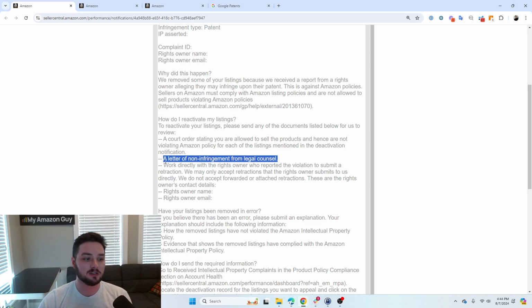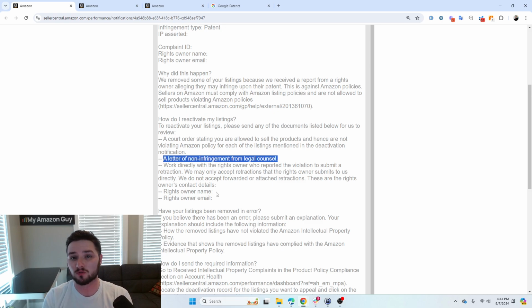Secondarily, you'll notice that they give the owner name and email for whoever the patent holder is that submitted this claim. I would have the letter of non-infringement come from the legal counsel, and we'll submit that direct to Amazon. And then secondarily, have a drafted letter sent to the actual rights owner, especially if the patent claim is just false in any way, shape, or form.